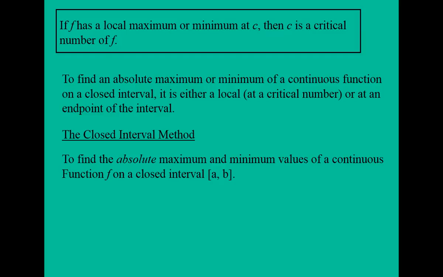Last time we looked at absolute maximum and absolute minimum values of a function on a closed interval. And we said that in order to find absolute maximum and absolute minimum values of a function on a closed interval, we need to check the endpoints and we need to look at the local maximum and local minimum values that occur at these critical numbers. That leads us into the closed interval method. This is the technique we're going to use to find these absolute maximum and minimum values of a function on a closed interval.